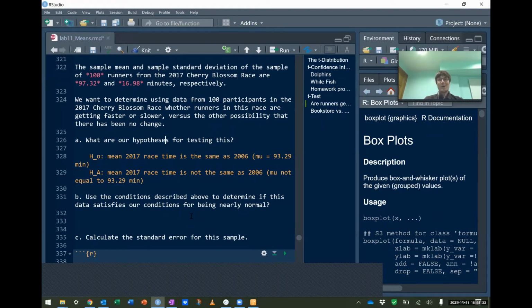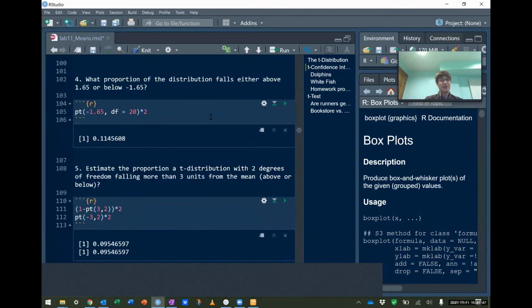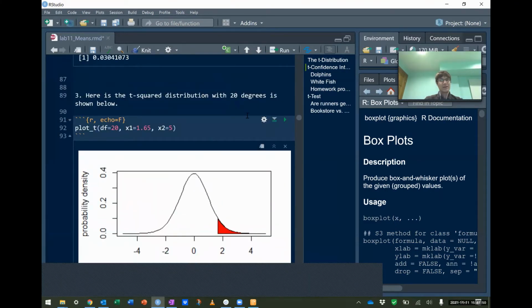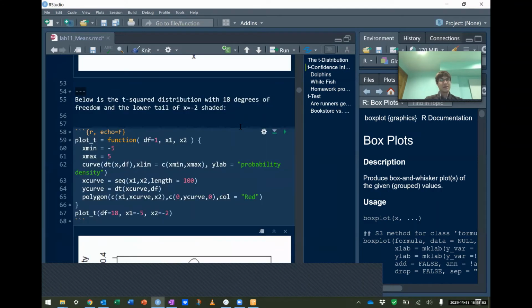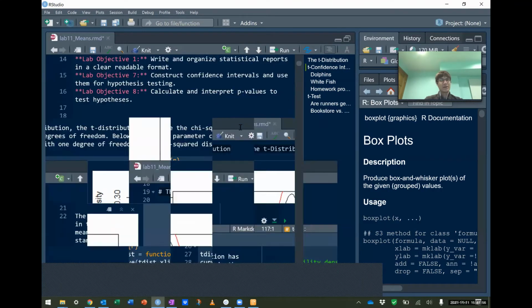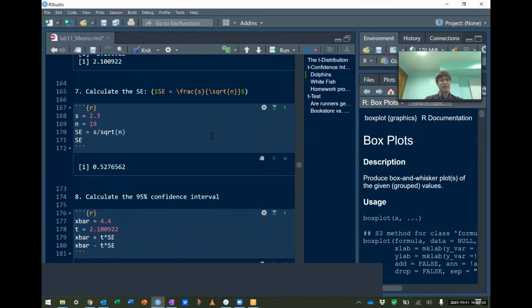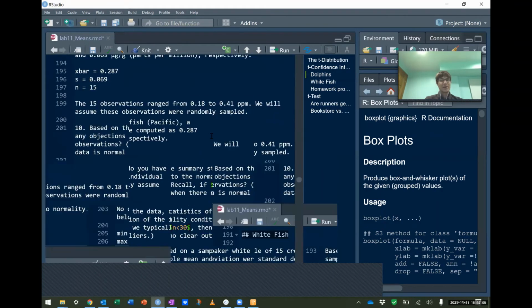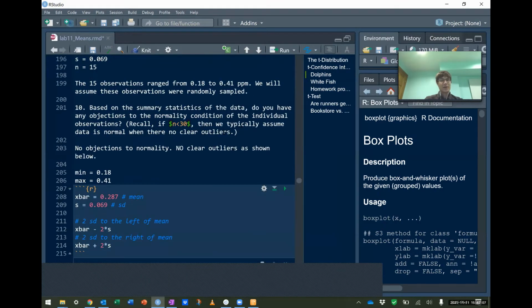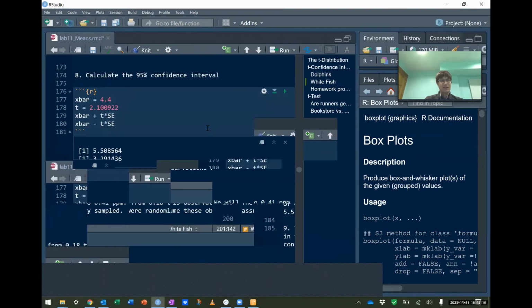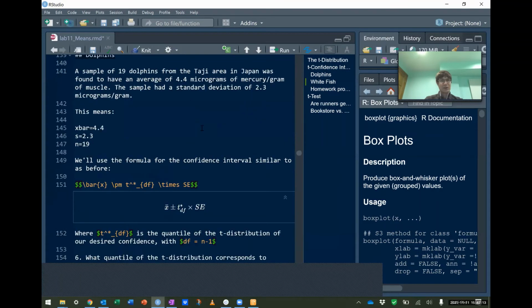Okay. Oh, we should check. Do these conditions satisfy our conditions for being nearly normal? And so we can go review up here. I think it was, where were our conditions? Oh, I put it in the dolphins section, excuse me. Oh, sorry, I'm not finding this. I should label my sections more clearly.